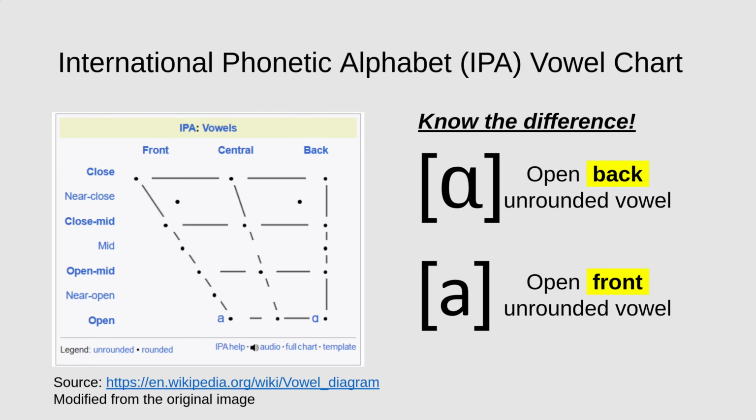To give some linguistic background in all this, A is known as an open back unrounded vowel, and A, the sound you should be making, is known as an open front unrounded vowel.